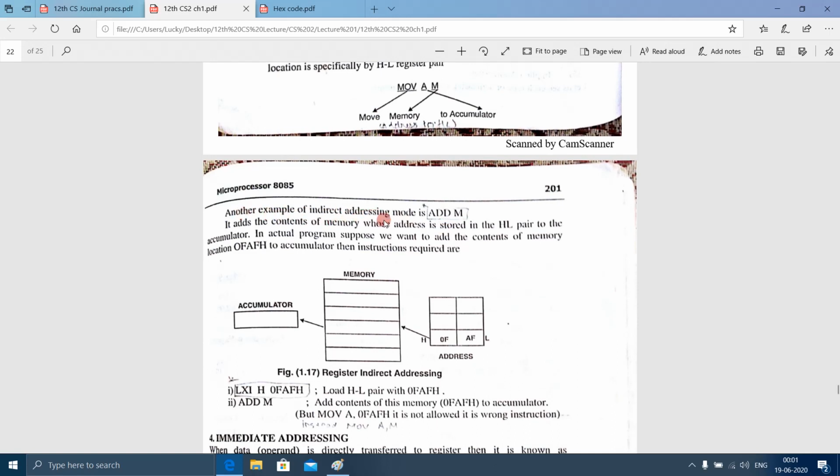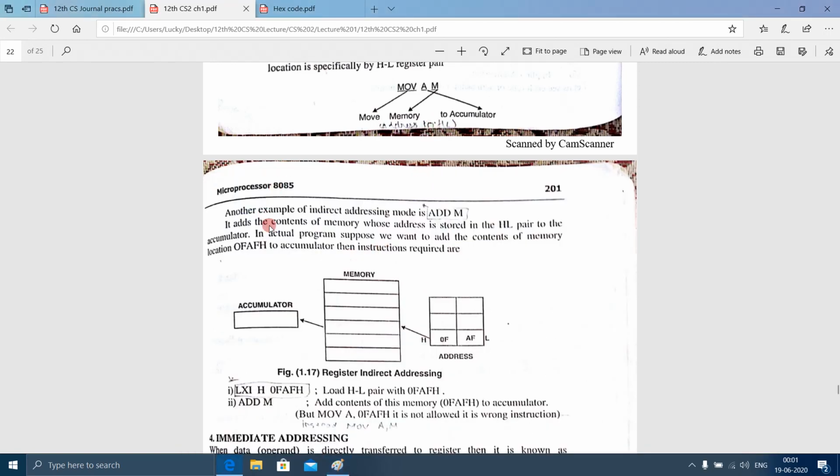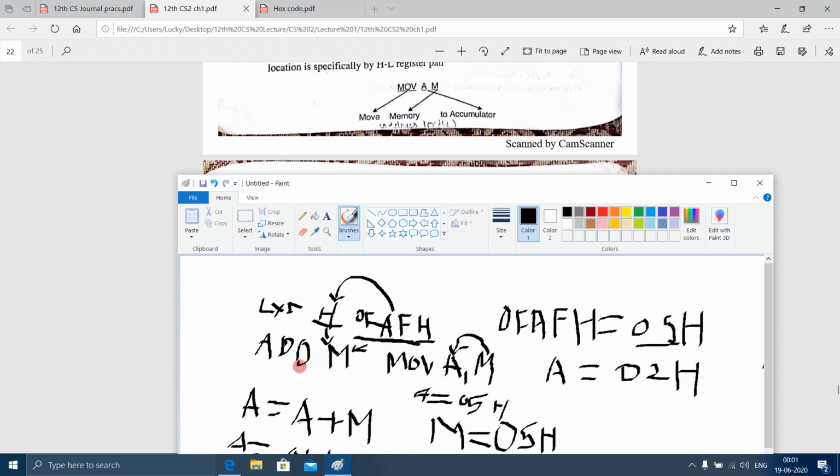Another example of indirect addressing mode is ADD M, which we have also discussed. It adds the contents of memory whose address is stored in the HL pair. ADD M adds the contents of memory whose address is stored in HL, because LXI H, 0FAF copies 0FAF into the HL register pair.